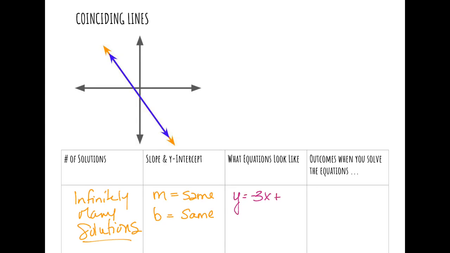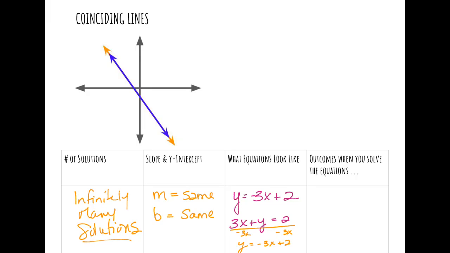So if the first line has an equation y equals negative 3x plus 2, your second line might look something like this. And it's not immediately apparent that this is the same line. However, if you were to change this second line into slope-intercept form by subtracting 3x from both sides, you would quickly see that y is equal to negative 3x plus 2. And it is, in fact, the same as the first line.